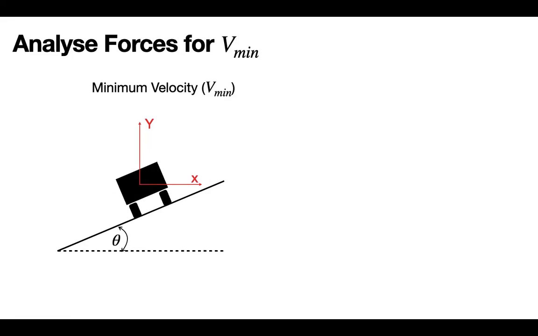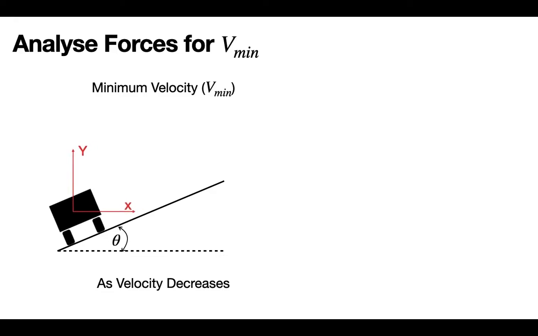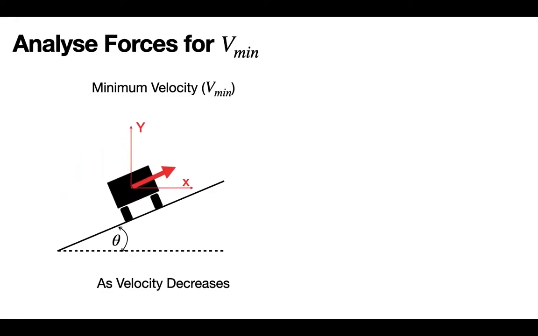Let's analyze the forces for minimum velocity. As the velocity decreases, the bike tries to go down, but it's the friction force which keeps it on the same track where it is moving.